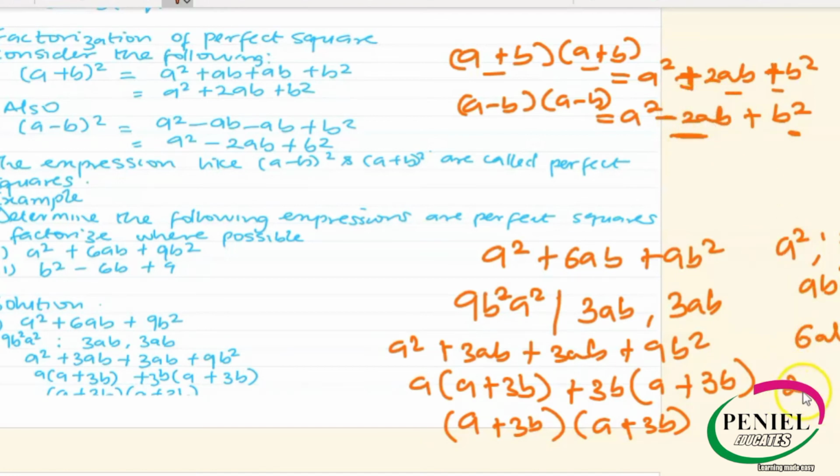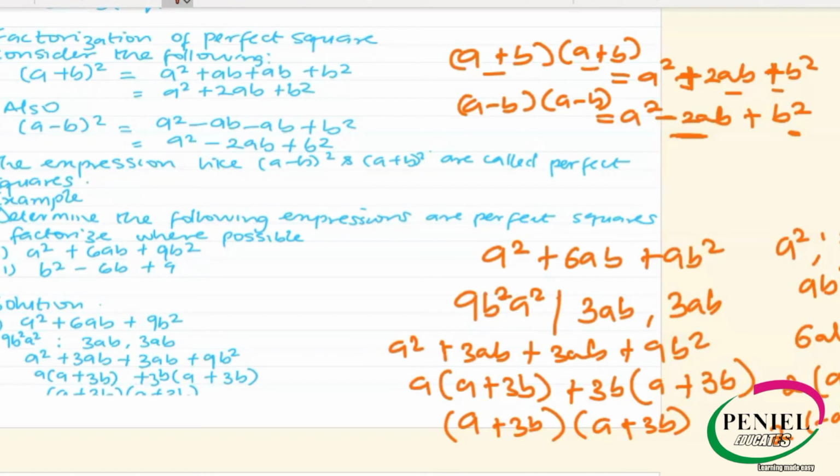We can say 2 into bracket. We have a, which is the square root of this, then we have this particular one, 3b. Okay, so we can have this, or we can have 2 into brackets minus a, or minus 3b. You can also have that one also. So what it then means is that this expression is a perfect square.